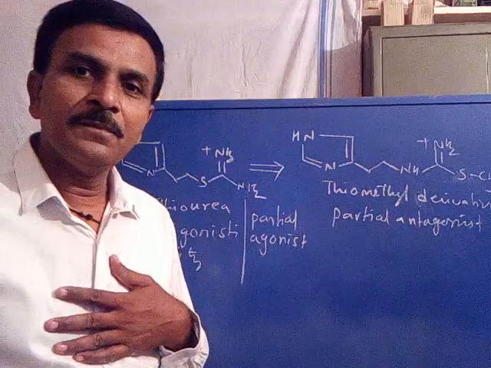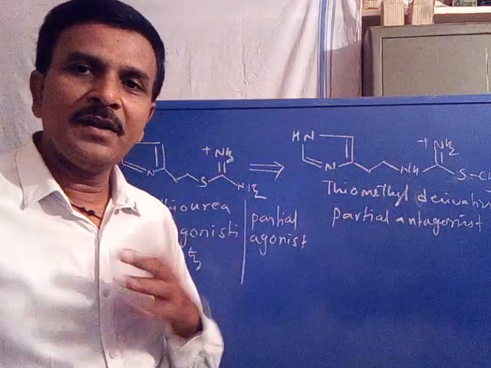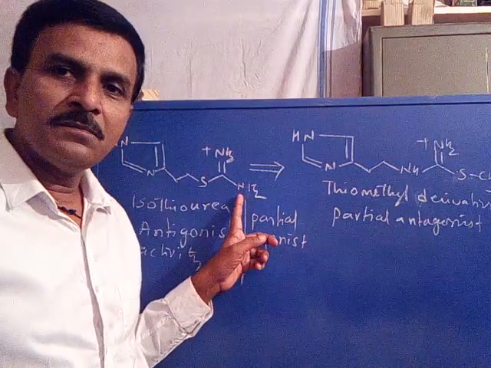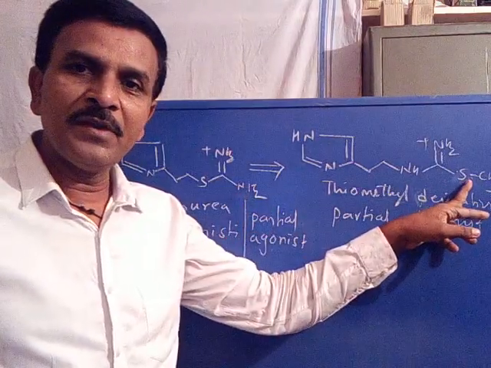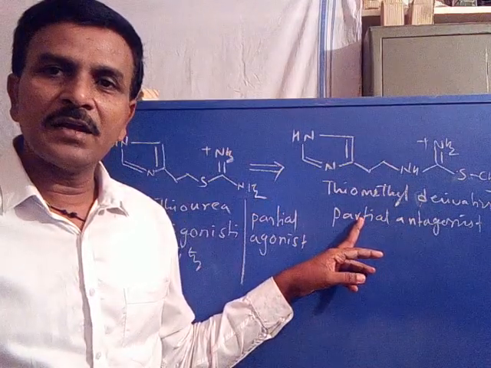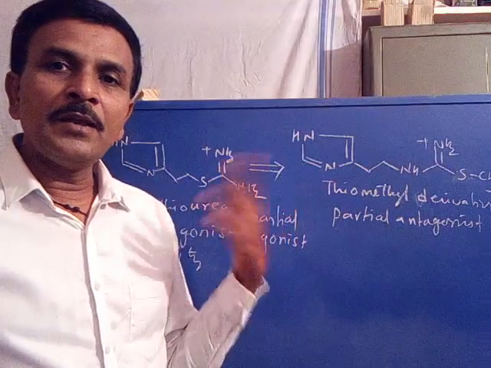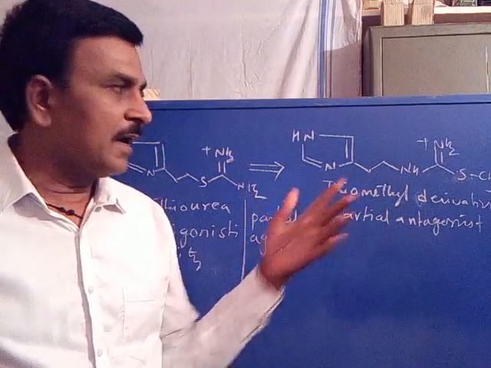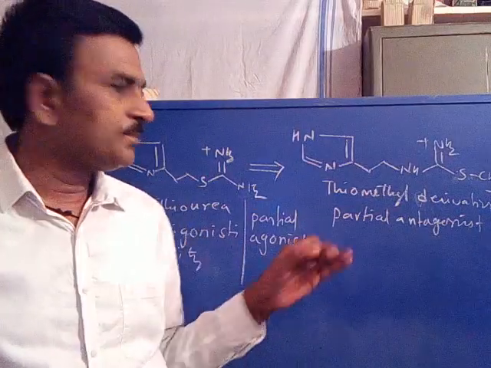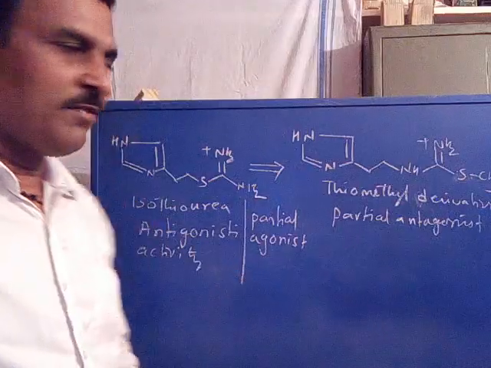What does it indicate? The terminal two nitrogens are important for antagonistic activity. When we replace one nitrogen by sulfur, again it shows partial antagonistic activity. This indicates that the two terminal nitrogen atoms are very, very important for antagonistic activity. Therefore, it was again modified.